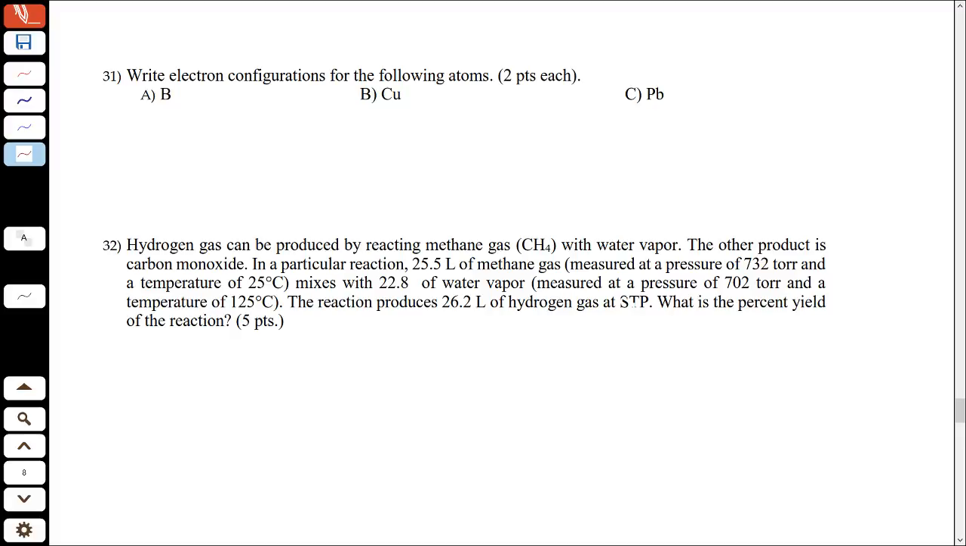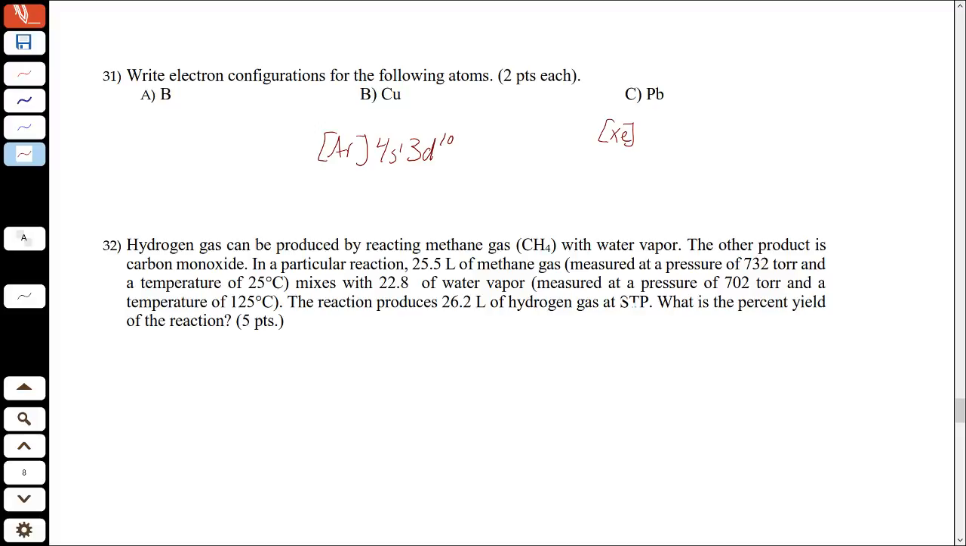All right, electron configurations for the following atoms. Almost everybody got the first one right. The second one, don't forget that copper is an exception because of that full d shell that it can have. So it's going to be 4s1 3d10, not 4s2 3d9. The lead one, a lot of people got most of it, that you start with xenon and you end with 6p2 because it's the second one in the p block.